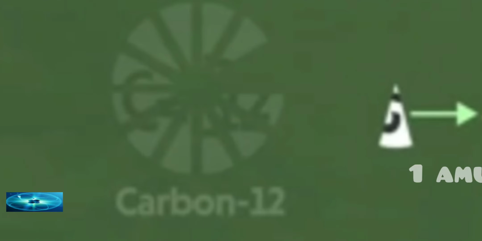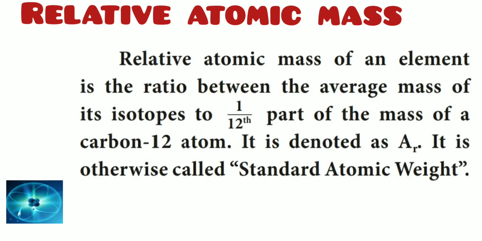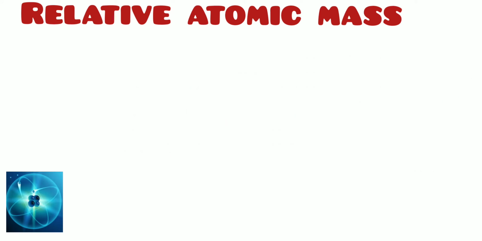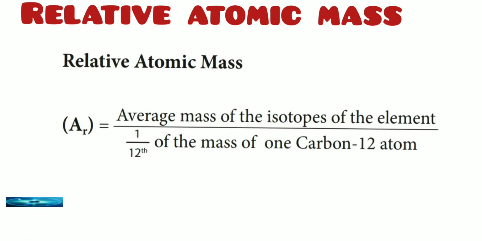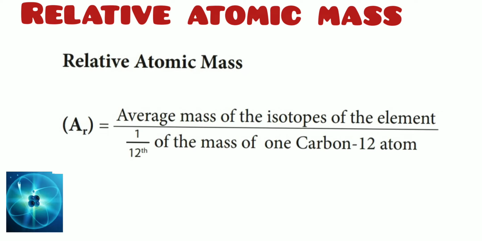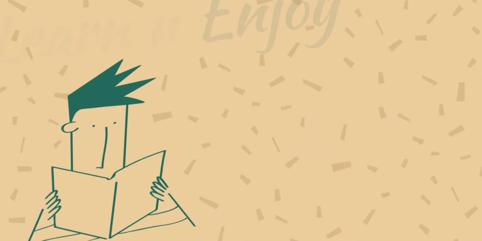So what is relative atomic mass? The relative atomic mass of an element is a ratio between the average mass of its isotopes to 1/12th part of the carbon atom. So we can give it as the average mass of the isotopes of the element divided by the atomic mass of 1/12th of carbon.